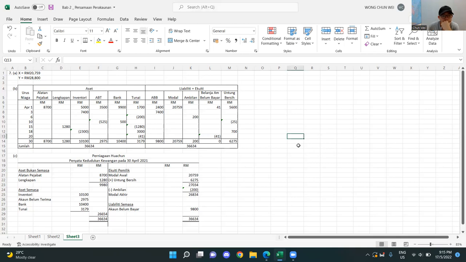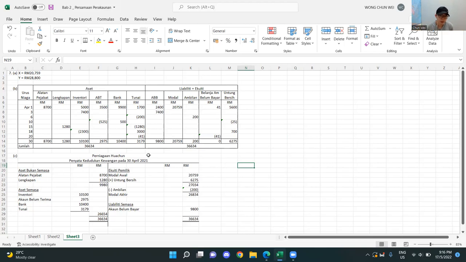All right, so if you haven't done it, just take a photo, and later you edit it yourself. Okay, complete later. So this is all the bab two that you have to know, right? As you can see, it's very simple, right? This bab two, you just have to know the formula: asset equals to liability plus equity per mil.